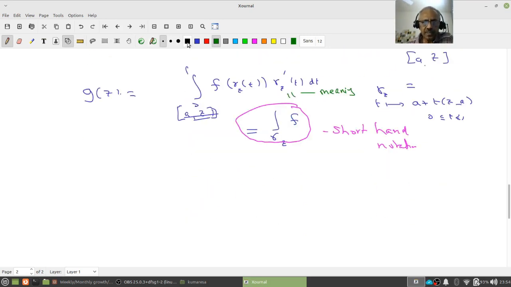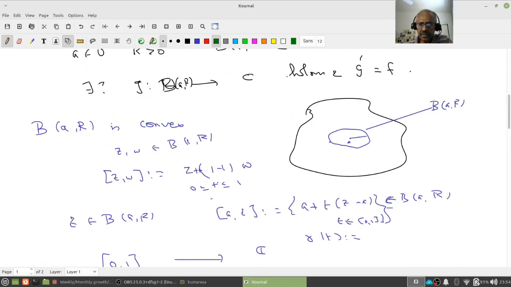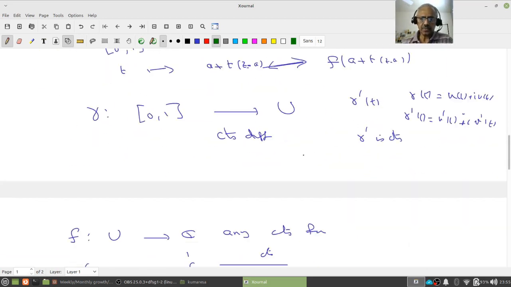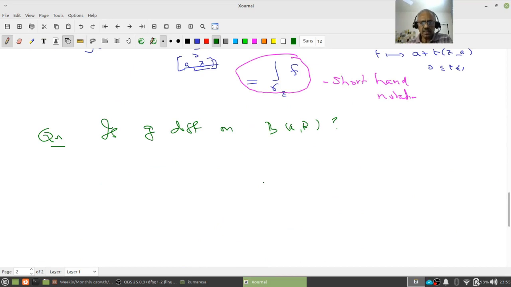So in view of the fundamental theorem of calculus, I may be tempted to ask the following question: is G differentiable on B-bar? Do you see why G is defined only on B-bar? Because I have to look at only Z which are in the disk. Then only the line segment makes sense, therefore the path integral makes sense. You understand? So the answer is yes, and not only that, G dash is f of Z on B-bar.